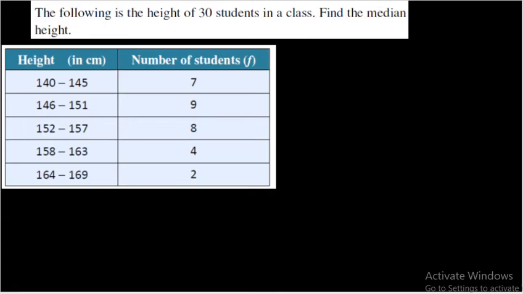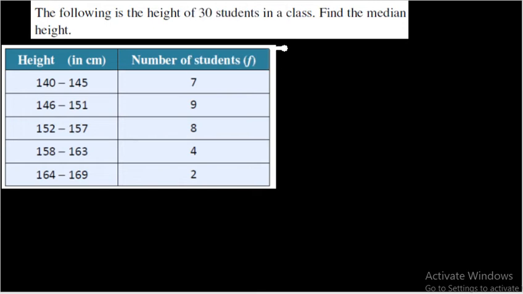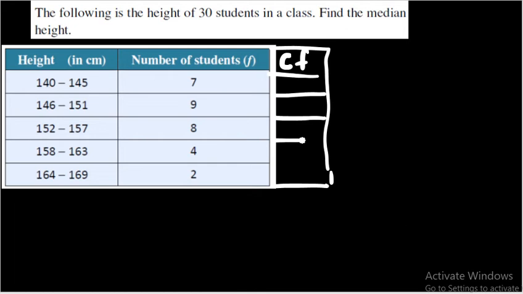The first example here, as you see: the following is the height of 30 students in a class. Find the median height. So first of all, let us try to prepare the cumulative frequency, CF. The first class cumulative frequency will not be changed. The 7 will come as it is.